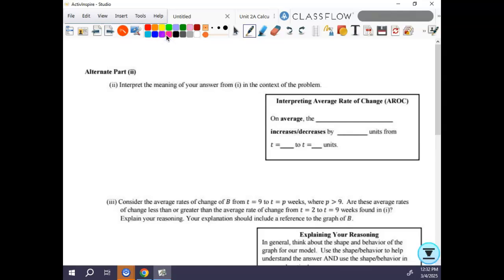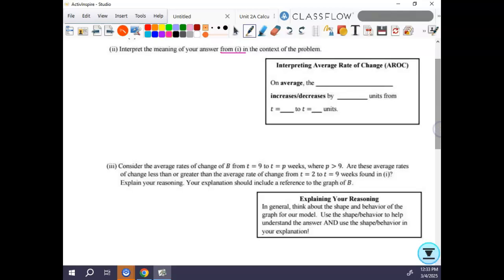So this says to interpret the meaning of your answer from part 1 in the context of the problem. And here's a little sentence stem for you. And again, my words never have to be your words. So I don't always love giving you things like this because then I think you feel like it has to be very stringent. It's okay to say it in your own way as long as you say what needs to be said. But I'm just going to go ahead and follow this. And since in part 1, when we found the slope, that was our average rate of change, we have to use the word average. Not necessarily here. I'll tell you where else we could do it after we write it.